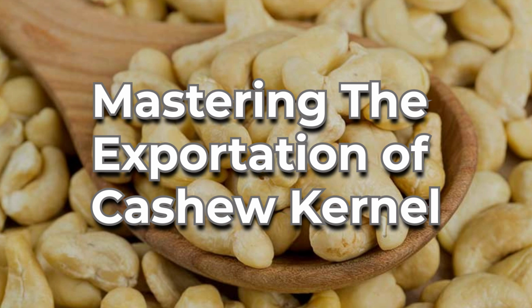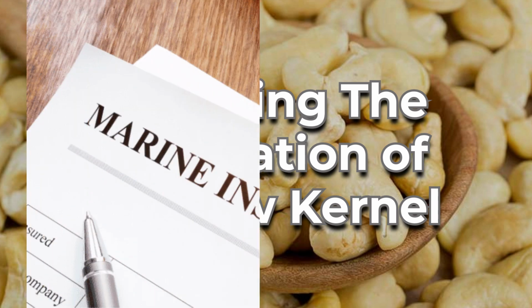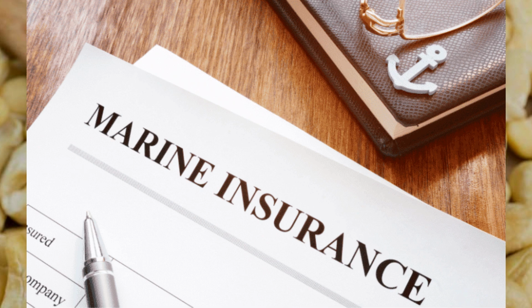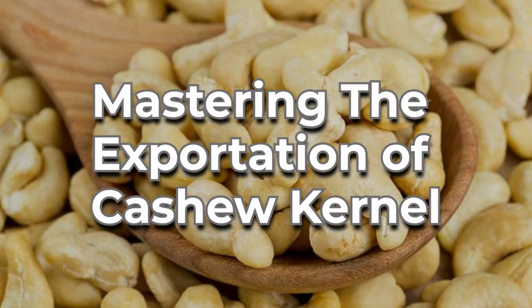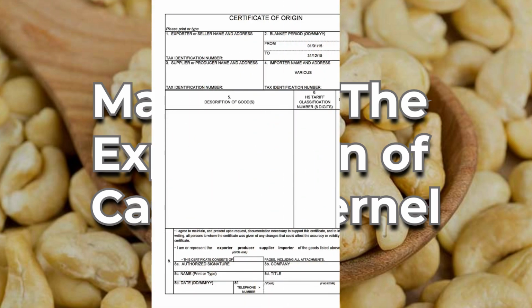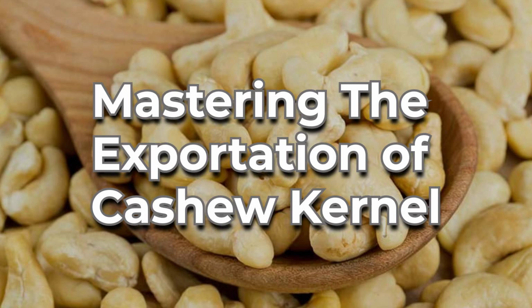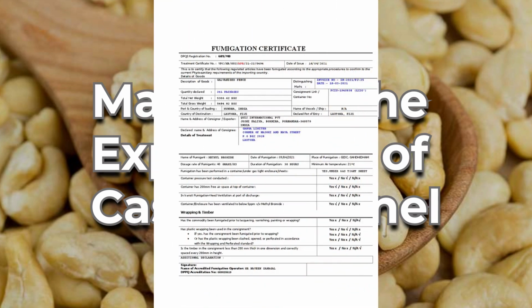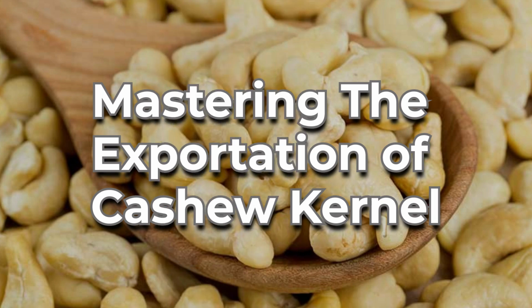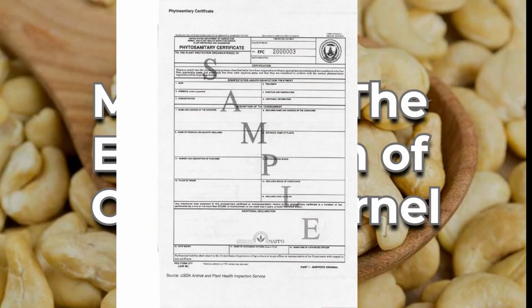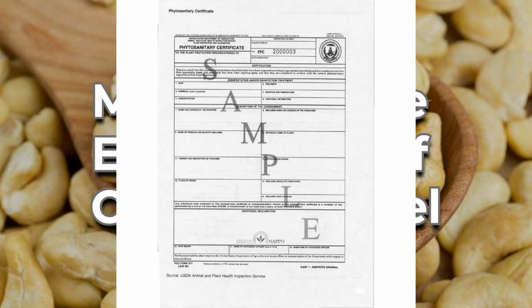about 100 to 150K. Marine insurance is about 0.4 to 0.8% of the invoice value. Terminal handling charge is 100K to 120K per container. Certificate of origin is 26,000 per shipment. If it's more than 50,000, it will be higher than that. Fumigation certificate is 30,000 to 40,000 per container. That's from Federal Produce, $3 to $5 per metric ton. Phytosanitary certificate is 25 to 35,000 per container.